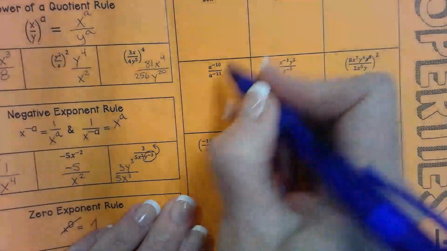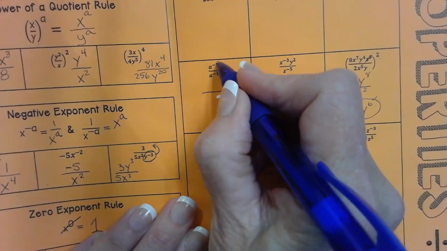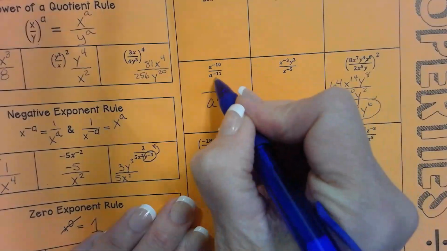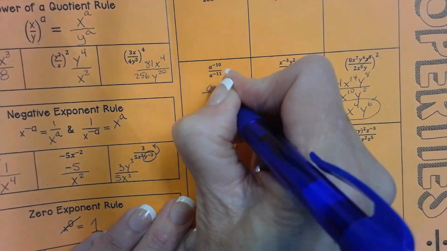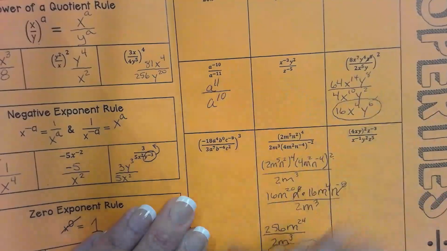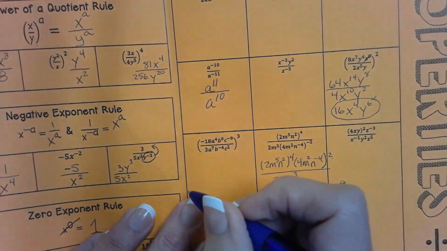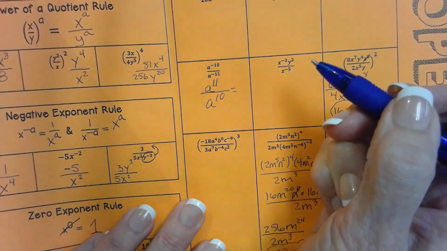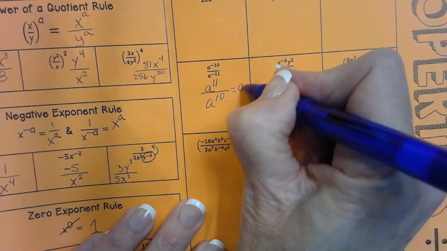So this little guy here, what can I do to get those powers? Because the power of negative 10 is negative, I'm going to move that to the bottom and it's positive. I'm going to move the A to a negative 11 because the power is negative. I'm going to move that to the top. And now what do we do with powers? Subtract and get A to the first.